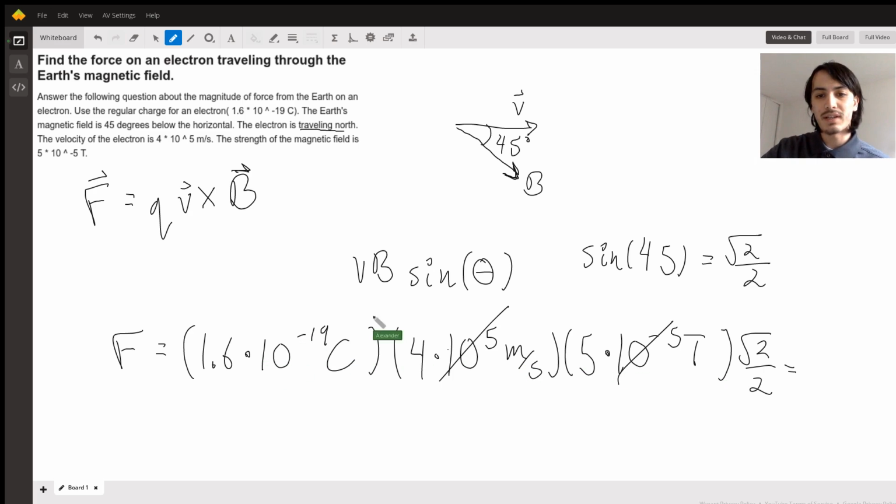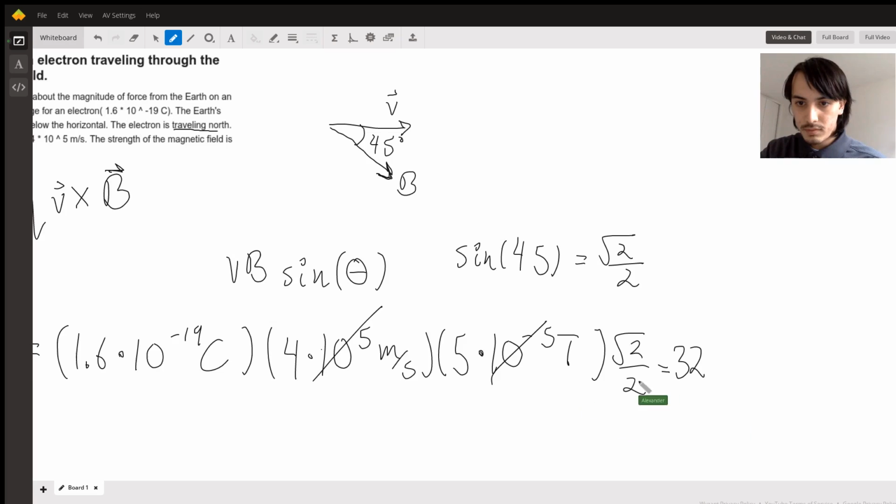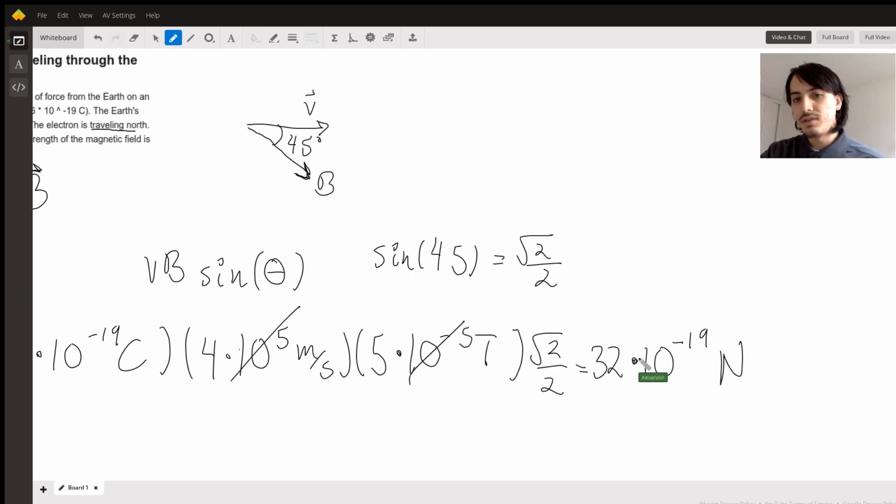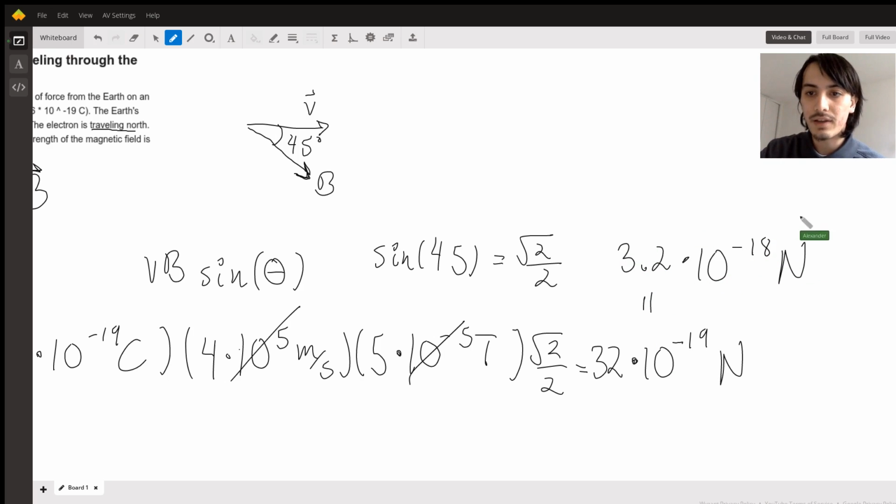So I'll just take 1.6 times 4 times 5 times root 2 over 2 times 10 to the minus 19 to make it somewhat easier to plug that into my calculator, which is going to be 1.6 times 4 times 5 times square root 2 over 2 is 32. So that's 32 times 10 to the power of minus 19 newtons. And then we can shift this over a bit so that this is written in scientific notation. So that should give us 3.2 times 10 to the minus 18 newtons. And that's our final answer.